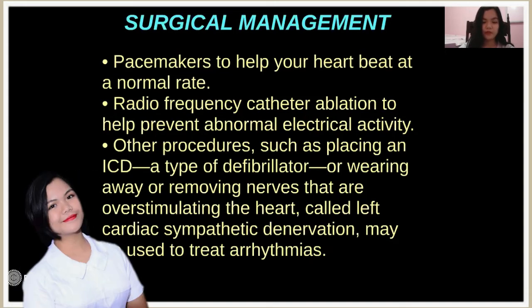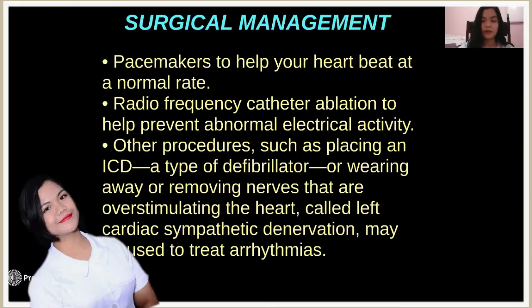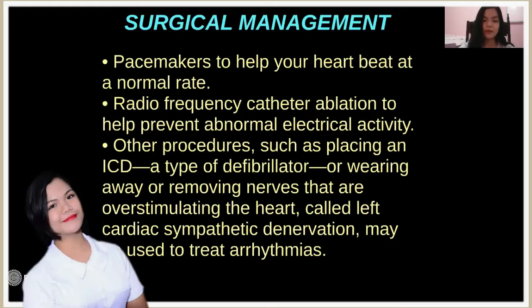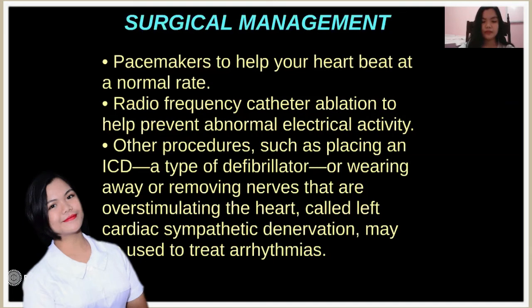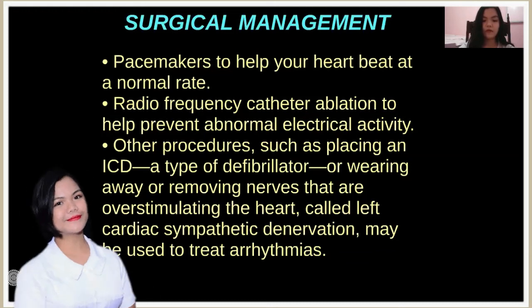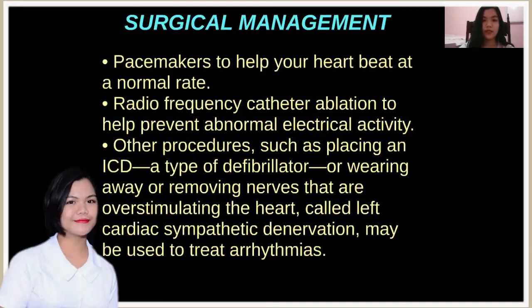Next one is the radiofrequency catheter ablation. This is to help prevent abnormal electrical activity. This type of catheter ablation uses radiofrequency energy to destroy a small section of heart tissue that is causing the abnormal electrical activity or arrhythmia. Other procedures such as placing an ICD, a type of defibrillator, or removing nerves that are overstimulating the heart, called left cardiac sympathetic denervation, may be used to treat arrhythmias.